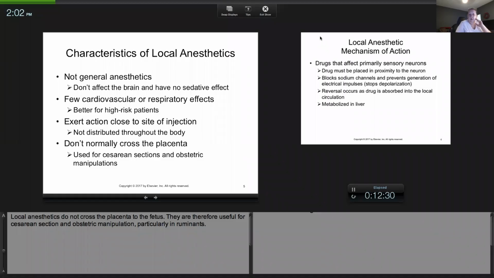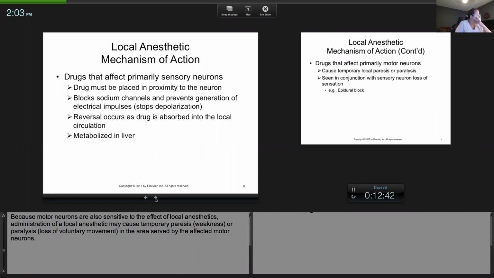Okay, so I ended off with they don't normally cross the placenta. The small amount that does get metabolized shouldn't create much of an effect unless you give it IV. But this is very important to understand. How do they work?